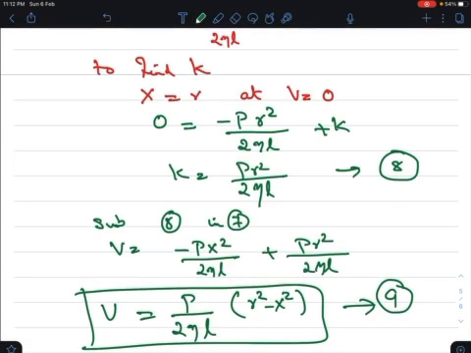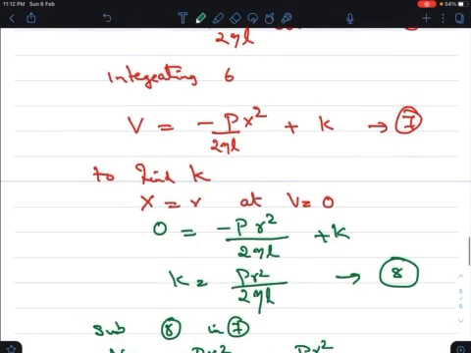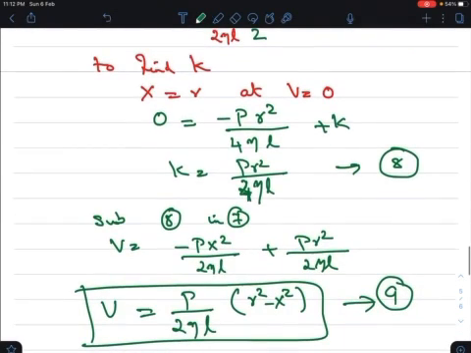That's my equation number 9. Okay. So what I have done here is when you integrate it, you get x square by 2. So this becomes minus P by 4 eta L. So here also I have to make that correction, 4 eta L. So here also 4 eta L.